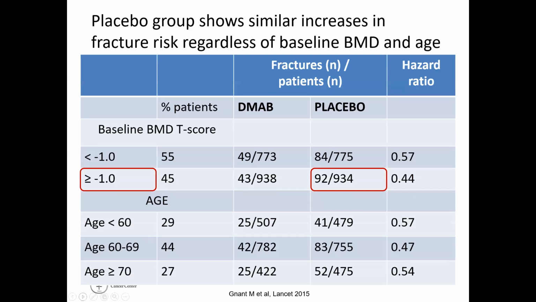I got it. Okay. So here we have the fracture reduction. First of all, the risk of fractures was similar if you had normal bone density or osteopenia or worse. And even regardless of your age, which was somewhat surprising, because we know that the older you are, the higher the risk of fractures is, and the lower the bone density, the higher the risk of fractures is. But we see here that the fracture risk was pretty similar. And the reduction brought about by denosumab was pretty similar as well, the hazard ratio going around 0.5.